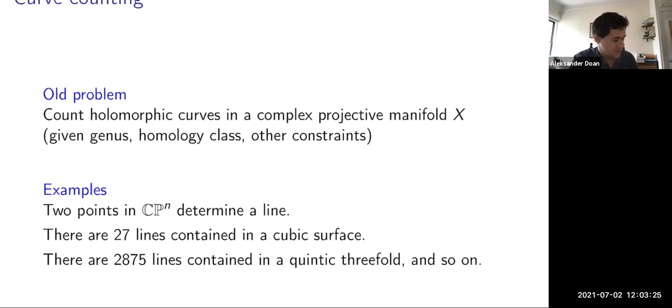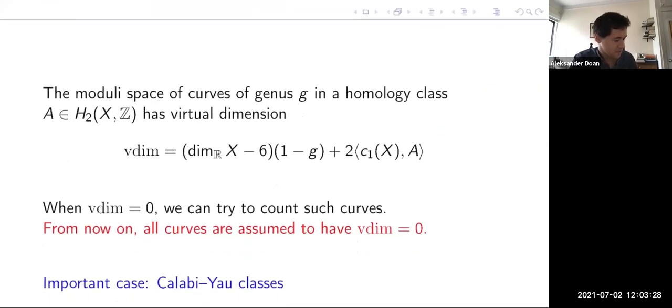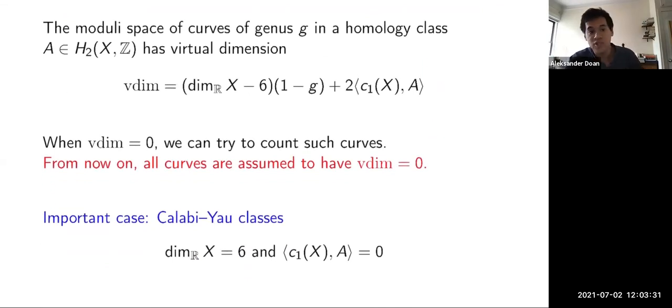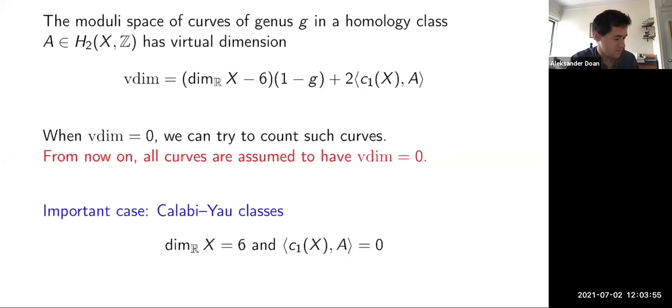A little bit more systematically, if we want to study this problem, we would fix a genus g and a homology class A in my manifold, and then look at the moduli space of curves of this genus g and homology class A. It is not always a manifold, but if it is a manifold, it has a dimension given by this formula. This formula involves the genus and the homology class and also the first Chern class of X. So we call it the virtual dimension or expected dimension.